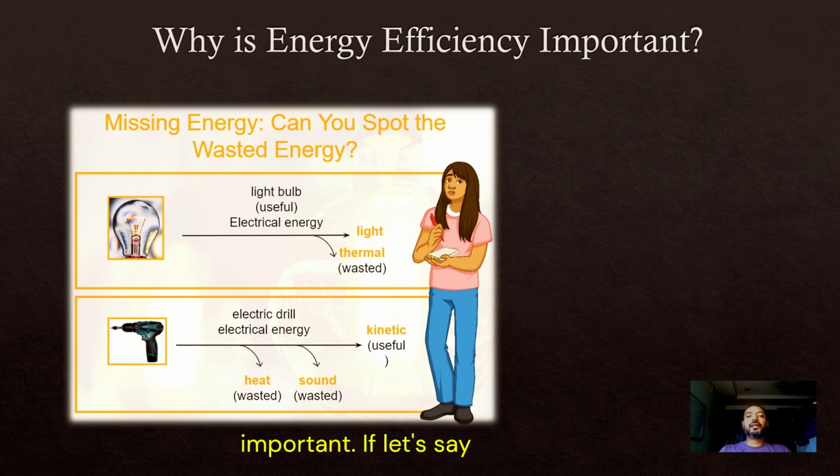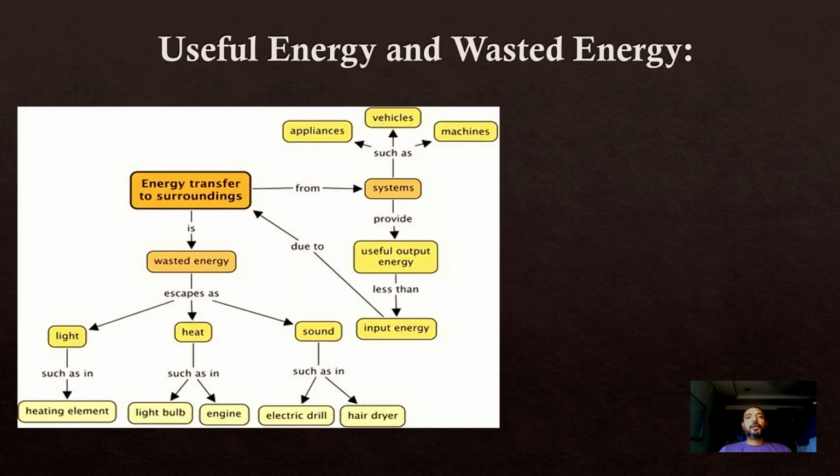If, let's say, the proportion of the wasted energy is increasing more and more in your entire outcome, then what will happen? It will affect the performance of the appliance, number one. Number two, there will be wasted energy. So you are paying the bill for the electrical energy, but you are not getting the desired outcome, right? So now you are aware of what is useful energy and what is wasted energy.